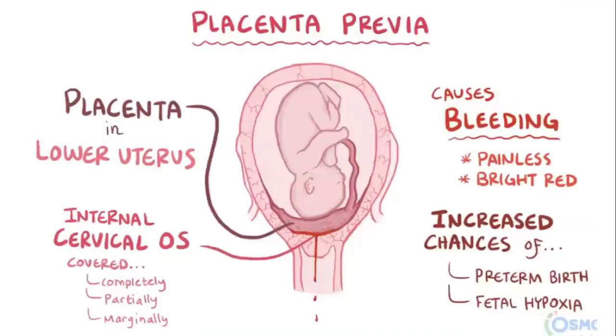Okay, so this is just a nice summary that I found based on placenta previa. So as we said, it's the placenta that implants in the lower uterus, and then there's levels of how it covers the internal cervical os. It causes painless, bright red bleeding, and there's increased risk of preterm birth and fetal hypoxia.